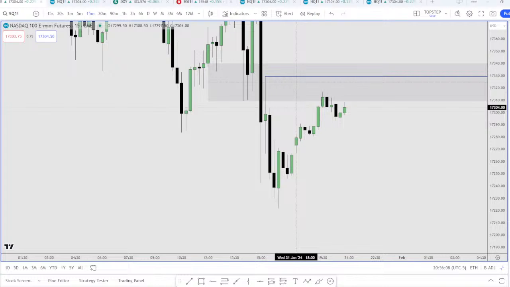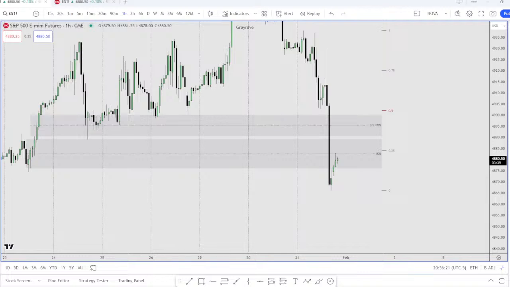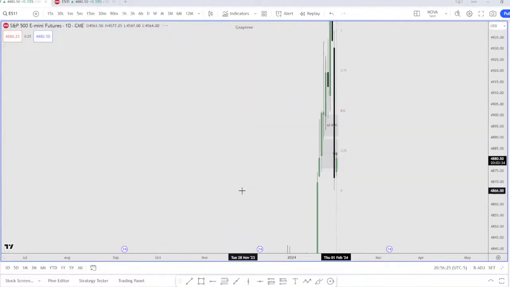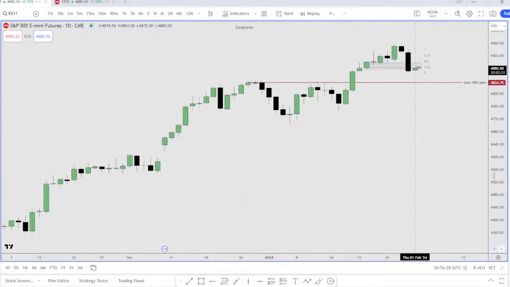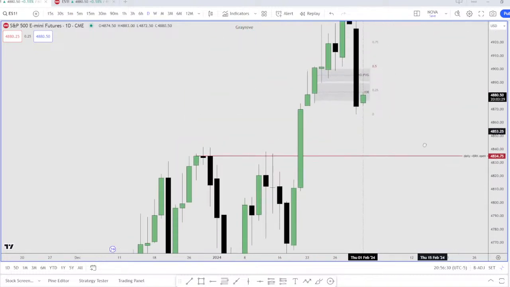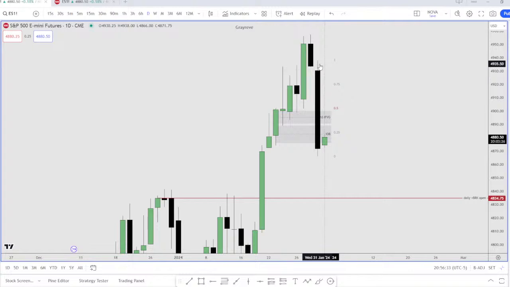So let me just share it with you here. Right, so this is ES. Same theory applies. I am grading yesterday's range. It's a large range day, and I want to see the same thing again, the model forming at the lower half of the previous day's range.